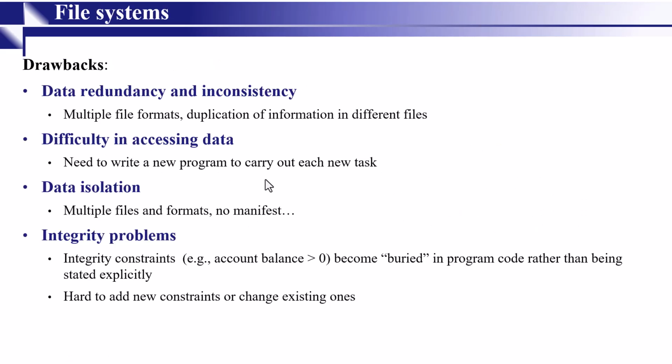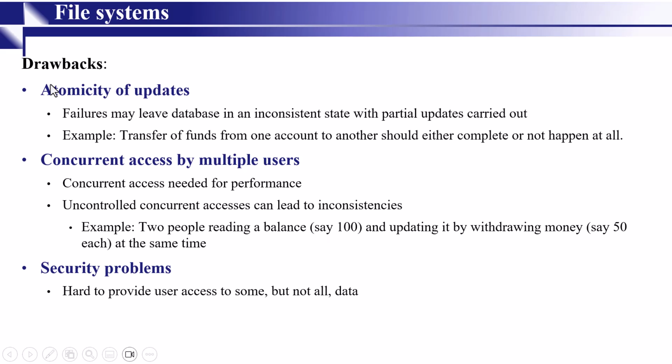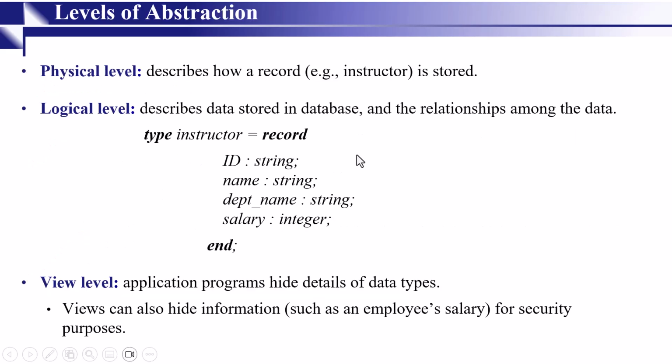Here is a list of drawbacks: data redundancy and inconsistency, difficulty in accessing data, data isolation, integrity problems, atomicity of updates, concurrent access by multiple users, and security problems. These were all the problems that file systems were involved with, and that's why DBMS came to the scene.